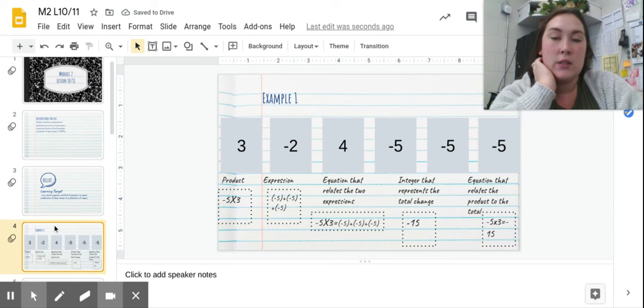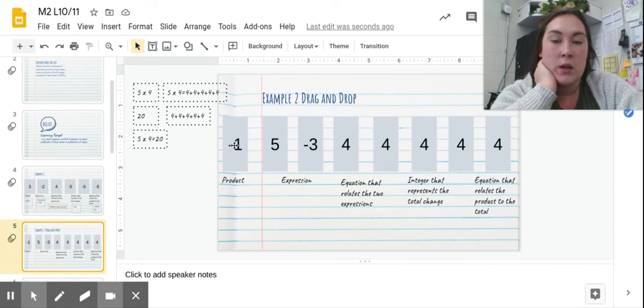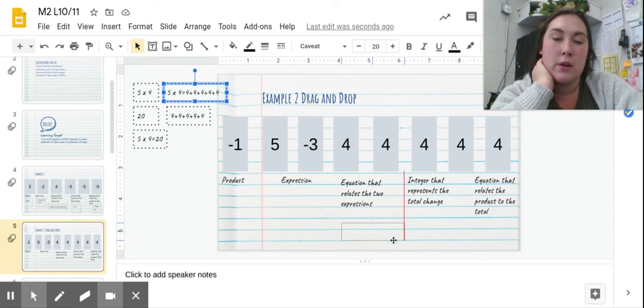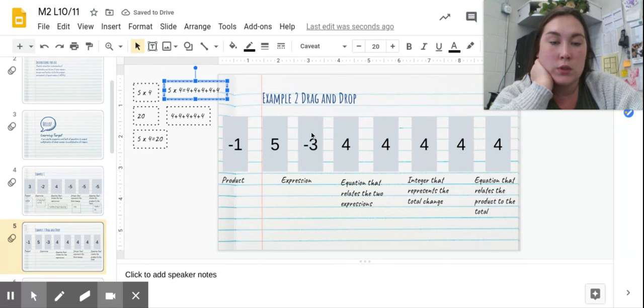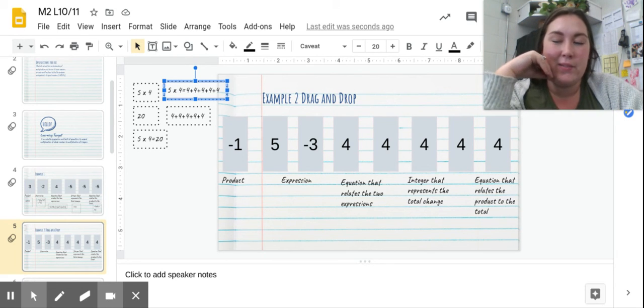And so you guys are going to do the same thing here on example 2, except I already provided the answers over here, so you just have to drag and drop them to where they need to go. You'll take a look at how many of these 4s repeat and find out the product, the expression, the equation, integer, and the total equation. And then you guys will get a good basic understanding of multiplication of integers.